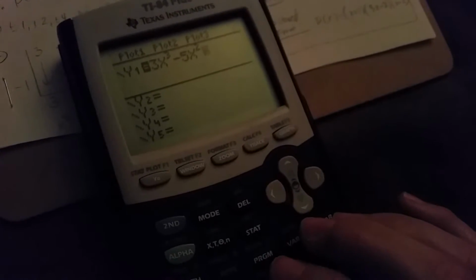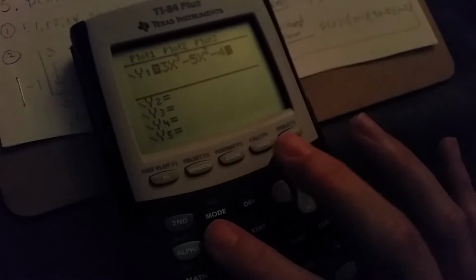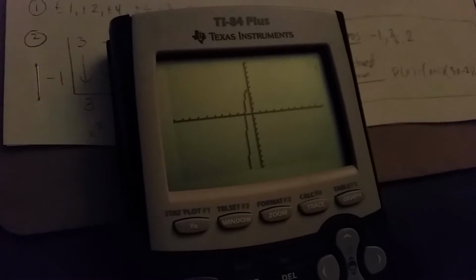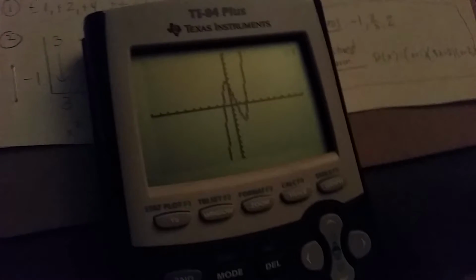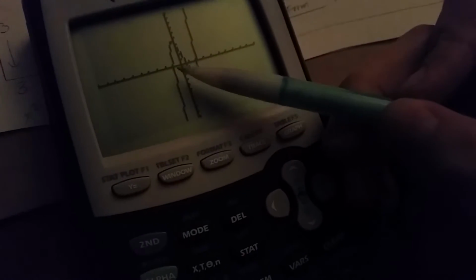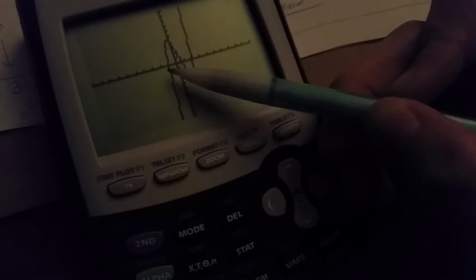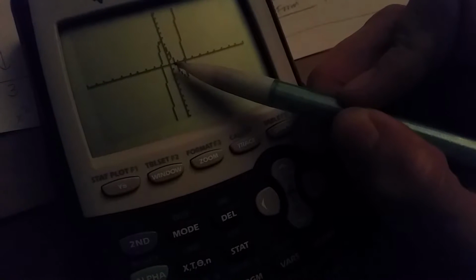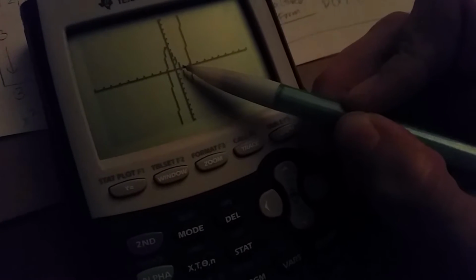Okay, so the real zeros are always going to be your x-intercepts on your graph. So I'm going to look at my graph and see where my real zeros are. So let's take a look. All right, so it looks like I have one here at -1. Okay, this looks like it's in between 0 and 1.